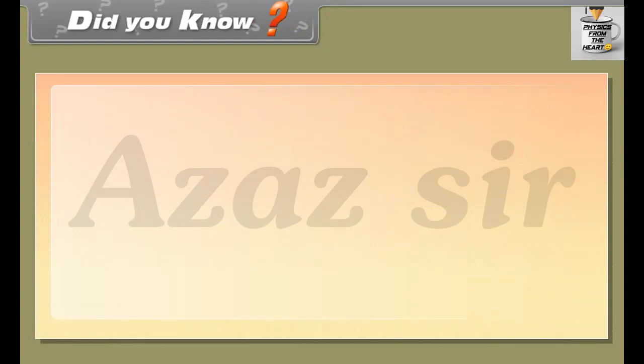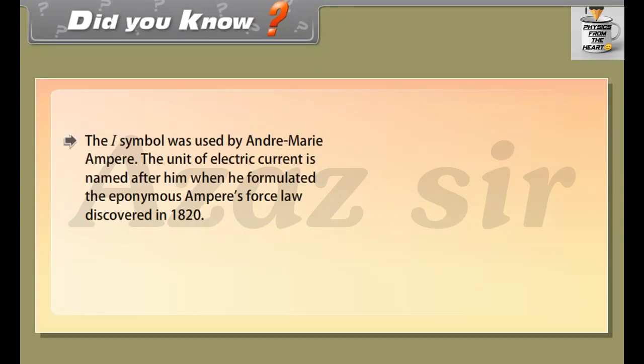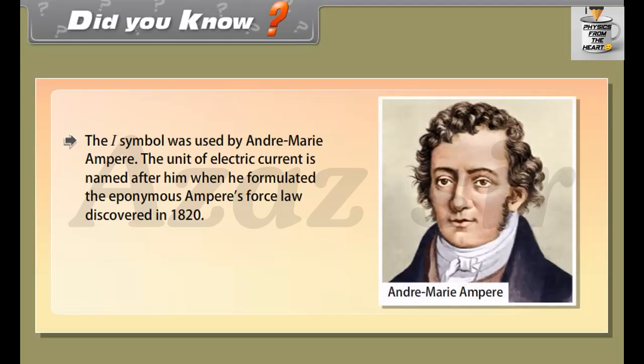Did you know? The symbol I was used by André Marie Ampère. The unit of electric current is named after him, when he formulated the eponymous Ampere's force law discovered in 1820.